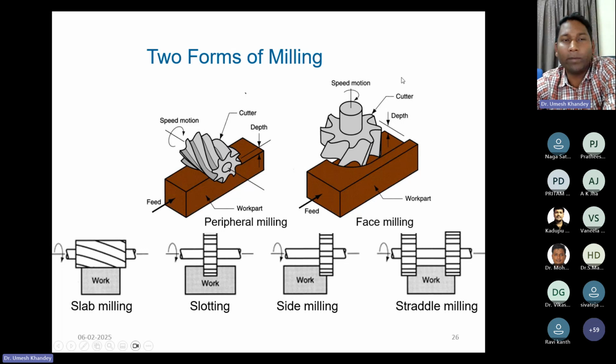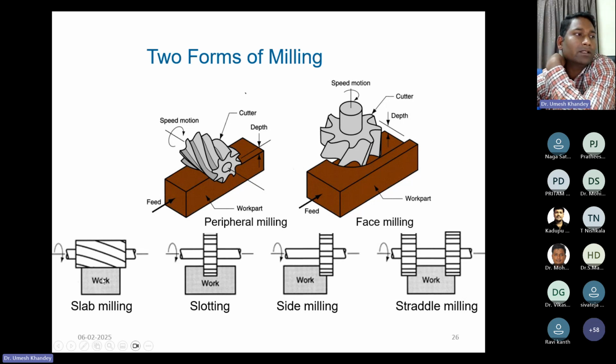Next one, two forms of milling. If you have the milling machine tool with these two cutters, one is the peripheral and another one is the face one. So what is happening here? You are going to provide the feed against the rotation of your milling cutter. It is removing the material. All these are secondary processes. So ultimately you are going to remove the material from the workpieces. So here is the face milling case.